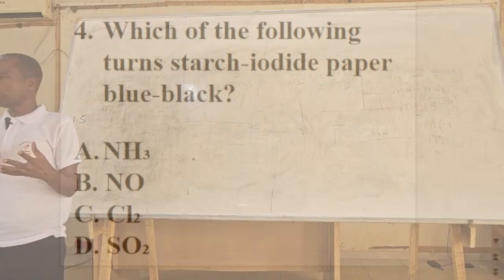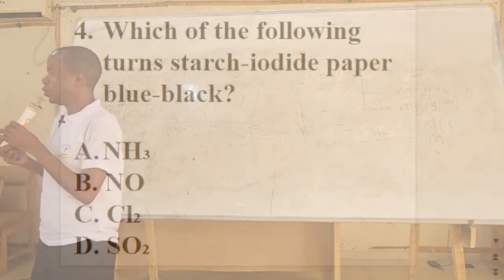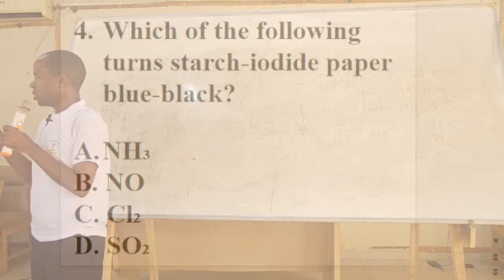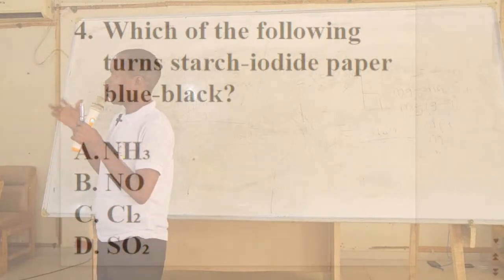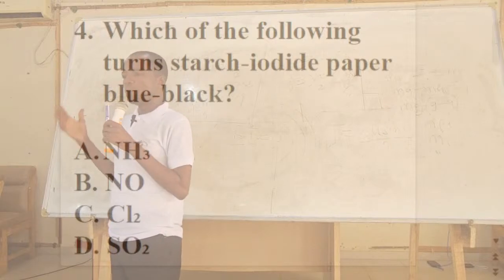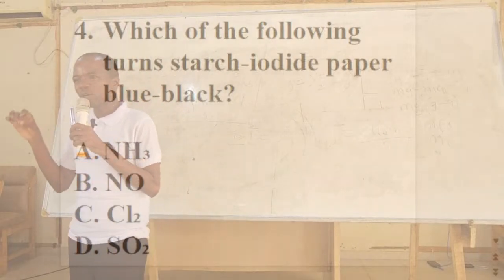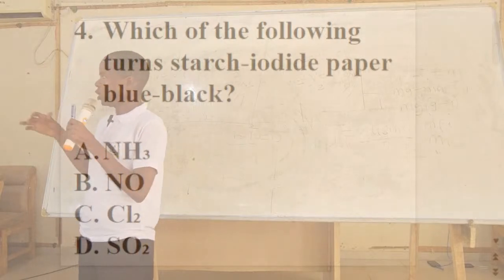And what's the color change? When iodine is added to starch, it turns dark blue or blue black. So, if you look at the 4 gases, the only one that will turn a starch iodide paper blue black, or will turn a potassium iodide paper blue black, is chlorine gas.